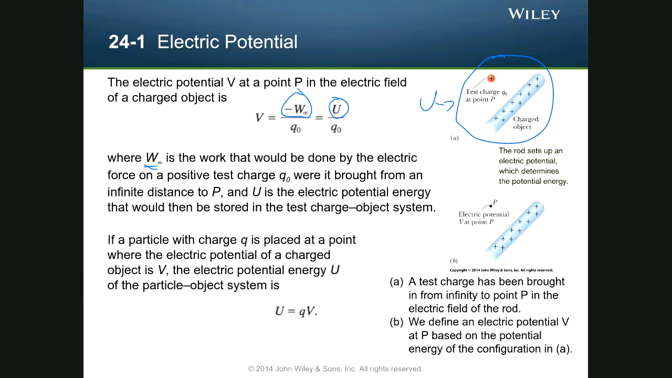If a particle with charge Q is placed where the electric potential is V, the electric potential energy of the particle-object system is going to be U equals QV. We're going to be talking about energy again in this chapter, so understanding what this stuff is and how it works is important.